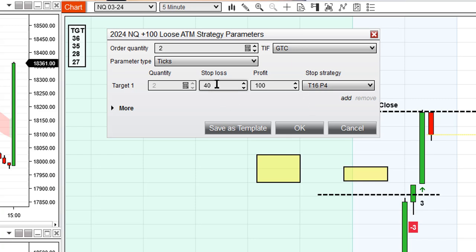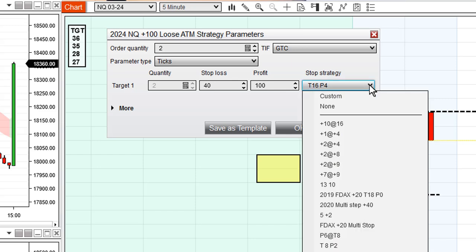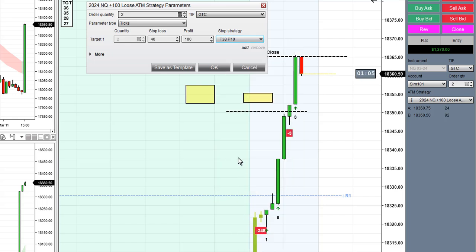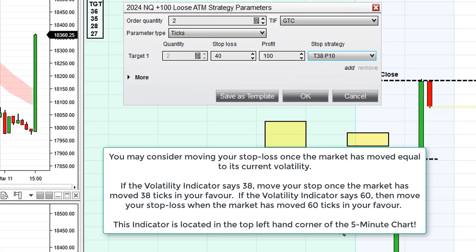So we're happy with our stop loss, we're happy with our target, and we're happy with our contract. I could make the stop looser, guys, if I want to, by coming in here and choosing all of the ones that I've created before. For example, we could go for a touch 38, pay 10 instead. We haven't used that in one of the videos before, so let me show you exactly what that looks like. So we've modified our template, which is our loose ATM for the NASDAQ for 100 ticks in 2024.